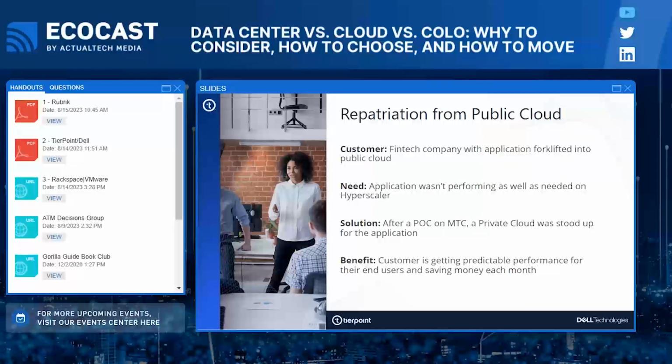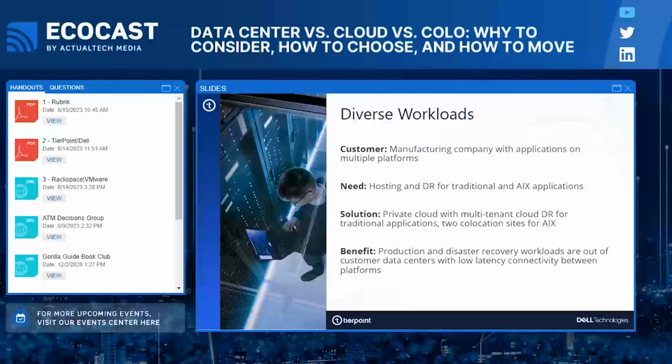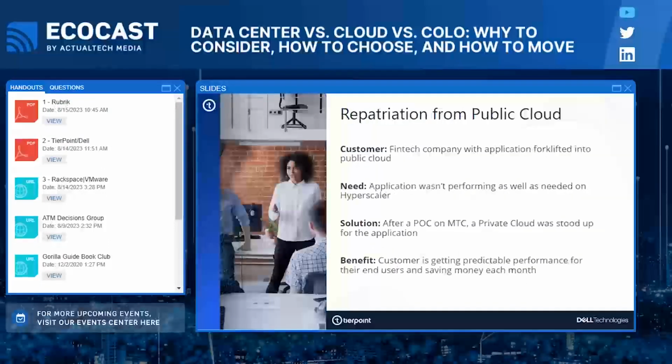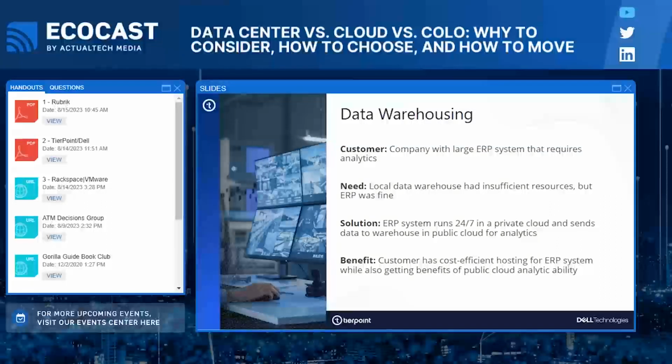So the final is a customer who was running an ERP solution in a private cloud. And again, this is very common. This is a great use for private cloud because an ERP platform is always running, generally needs a lot of horsepower, and you get predictable cost and performance. That's something that a lot of our customers enjoy.